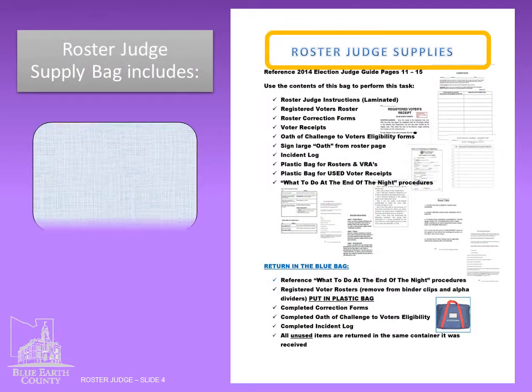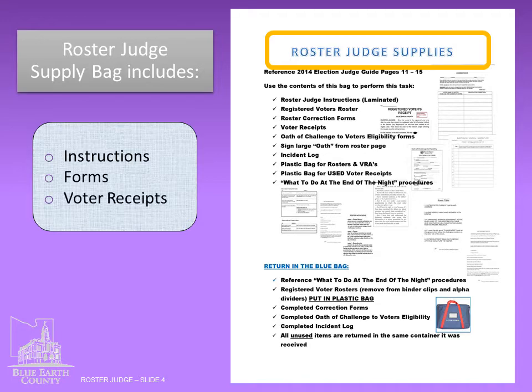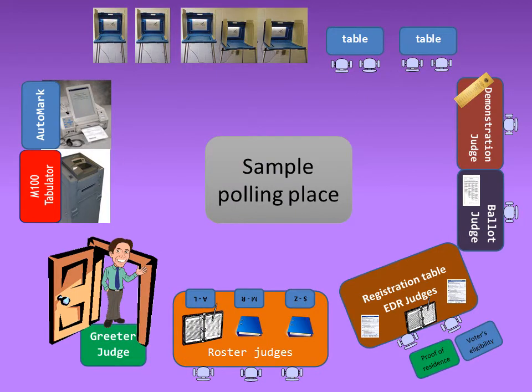Your roster judge supply bag contains the necessary instructions, forms, and voter receipts to perform this task. This is a sample of a polling place setup. The roster can be divided into sections and placed in 3 ringed binders to avoid long lines.